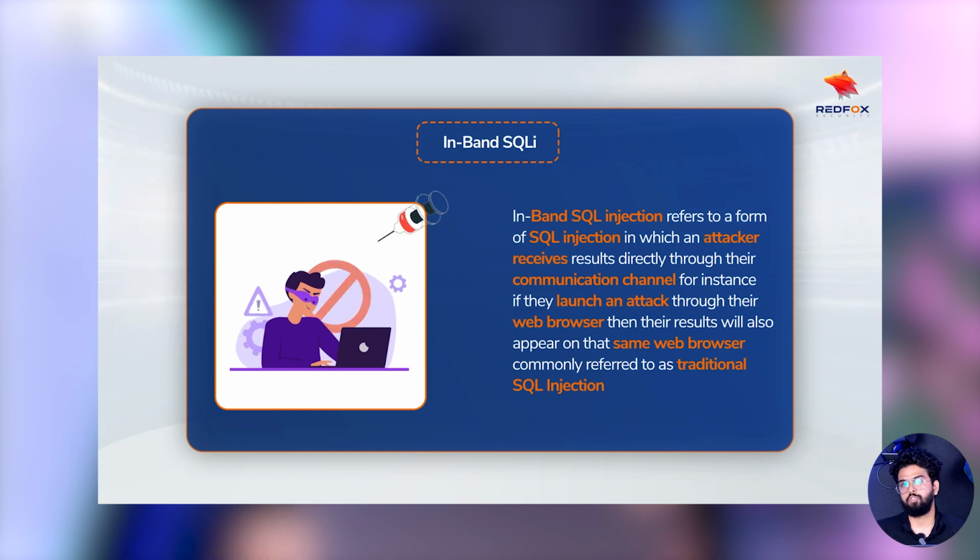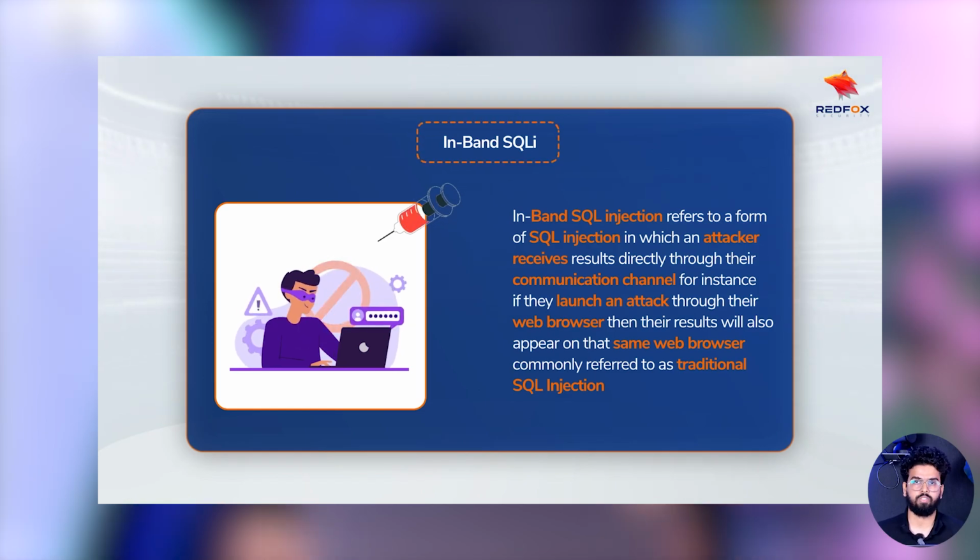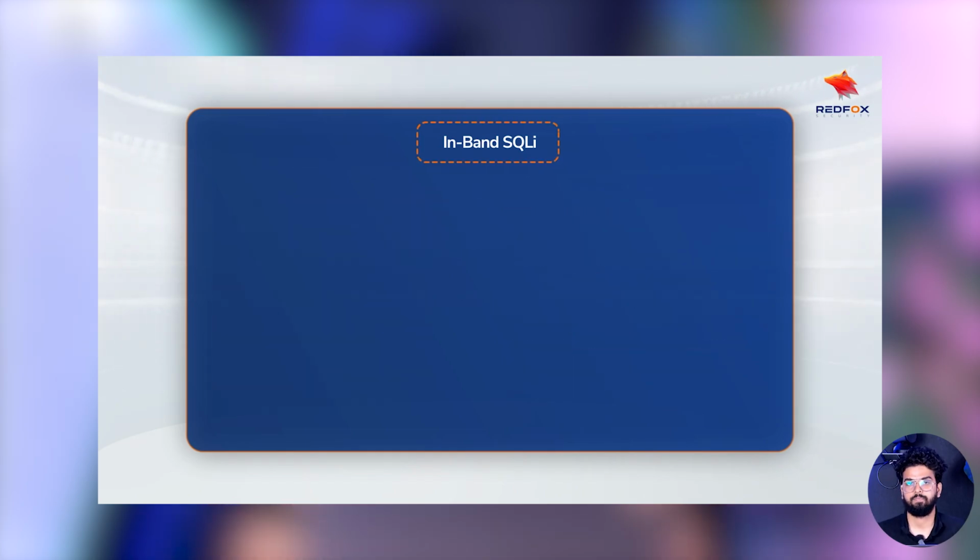In-band SQLi refers to a form of SQL injection in which an attacker receives results directly through the same communication channel. For instance, if they launch an attack through their web browser, then the result will also appear on that same browser, commonly referred to as the traditional SQL injection. Take this example of an in-band SQLi injection.